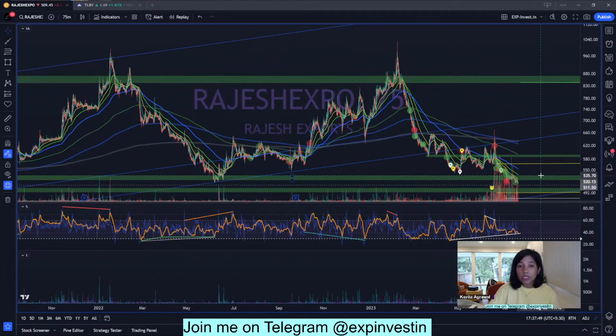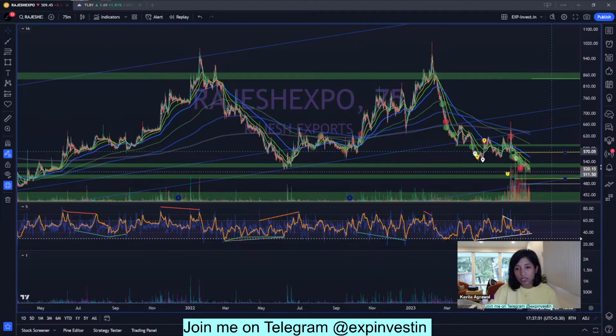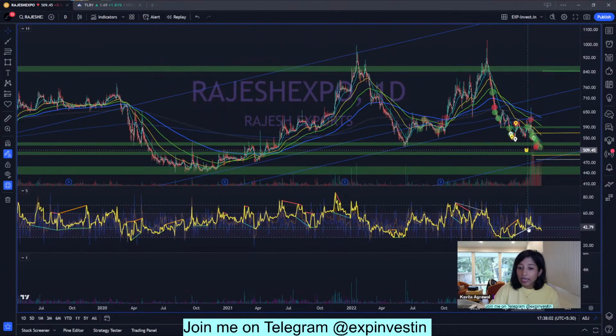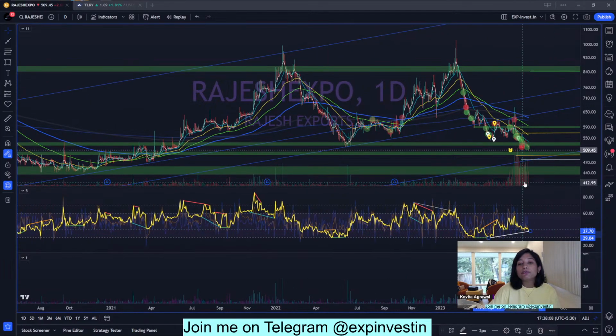Okay, there is no reason to hold the stock for lower than 467. Now on the 75-minute time frame also, we can see there is a positive divergence here, and on the 15-minute time frame also we notice the positive divergence. Even on the daily time frame there is a positive divergence kind of formation underway. It has not been confirmed yet.